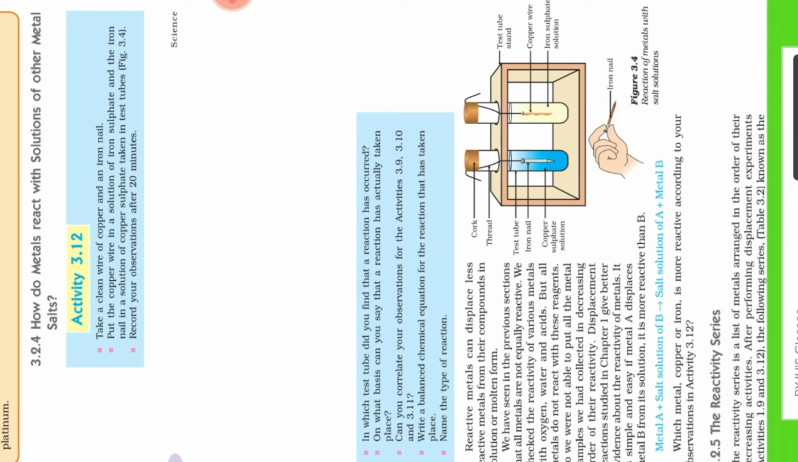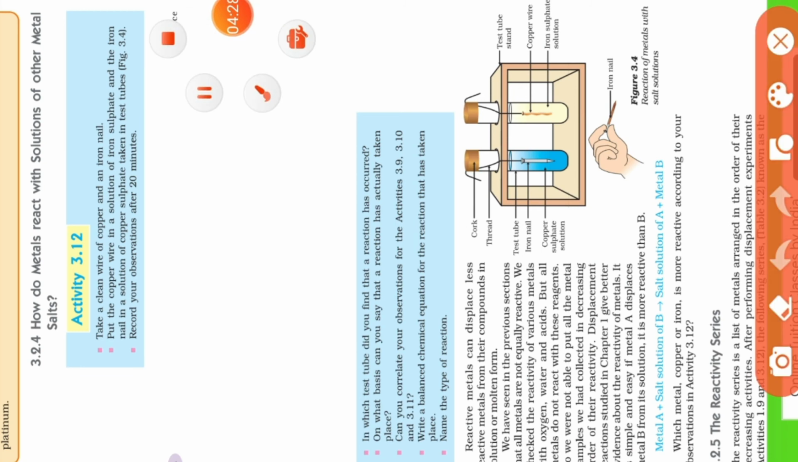You can see the diagram also, what they have shown to you already: a test tube stand with copper wire in iron sulfate, and this is the iron nail. Now it is clearly shown to you that a displacement reaction is going to occur in the case of the iron nail. Is that clear? Okay, students, thank you very much. We will meet in the next video now.